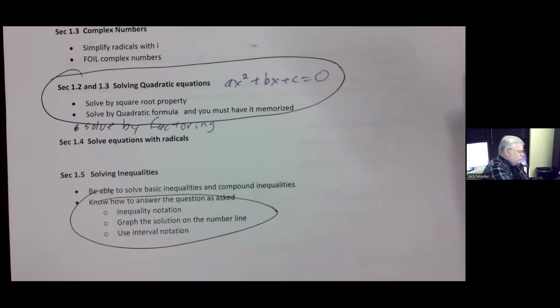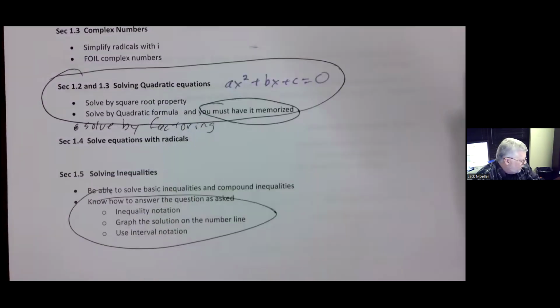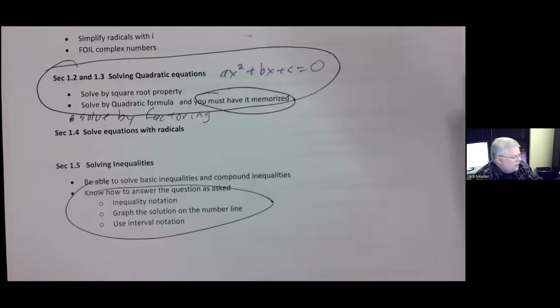And yes, you do have to have the quadratic formula memorized. This is the only formula that you need to know for this test, so I don't think it's asking too much that you have that memorized.